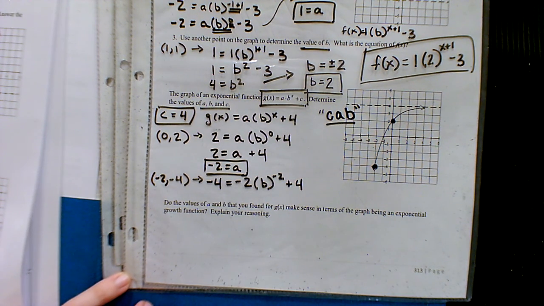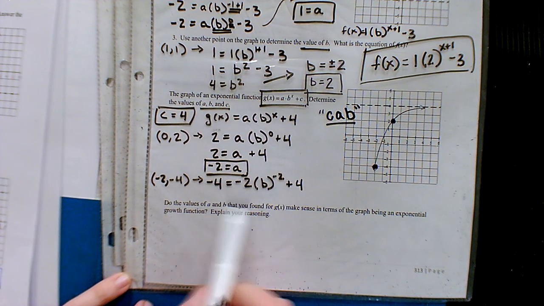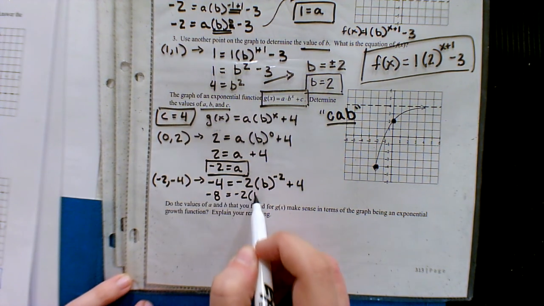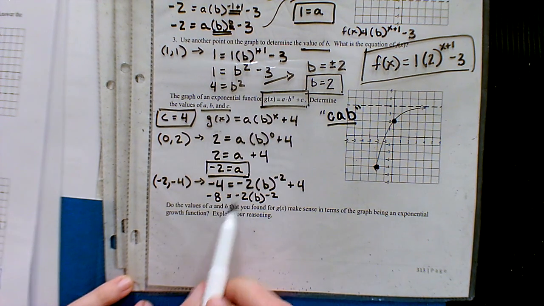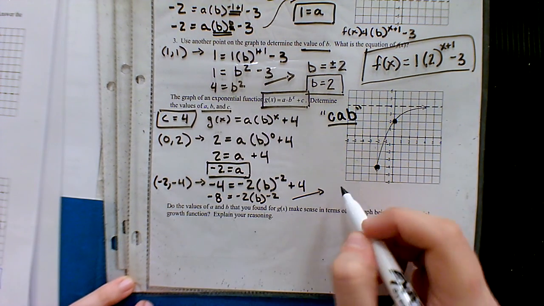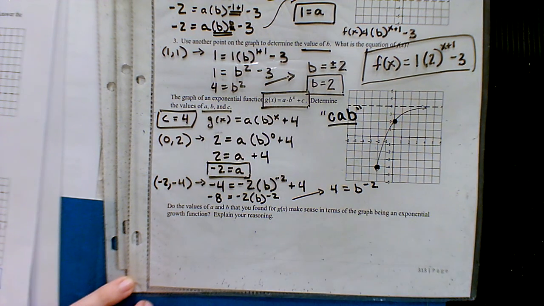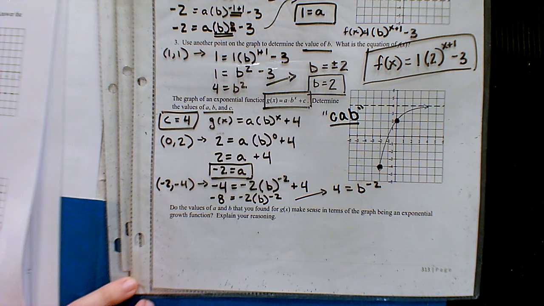All right, solving for B. If we subtract the 4 over, we'll get negative 8. If we divide negative 2 over, we'll get 4. We're getting there. We got a little bit more to do. What do we want to try next?